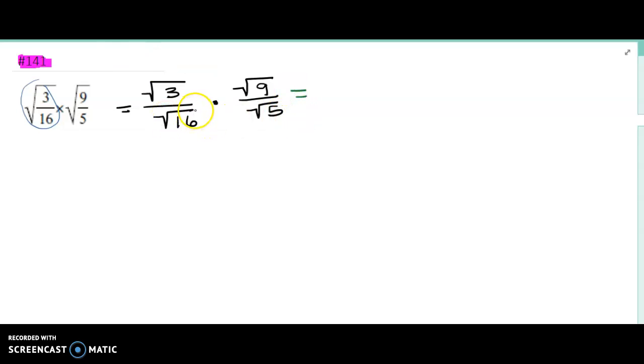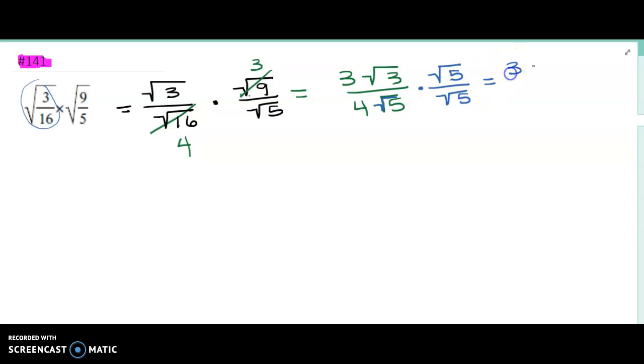Okay, well now notice square root of 16 is 4 and the square root of 9 is 3. So that immediately makes our lives a little easier. So I'm left with 3 square root of 3 on top and 4 square root of 5 on bottom. Okay, now I have to get rid of this radical on bottom. So I'm going to multiply square root of 5 over square root of 5. And I'm left with 3 times square root of 3 times square root of 5 over 4 times square root of 5 times square root of 5, which is square root of 5 squared.